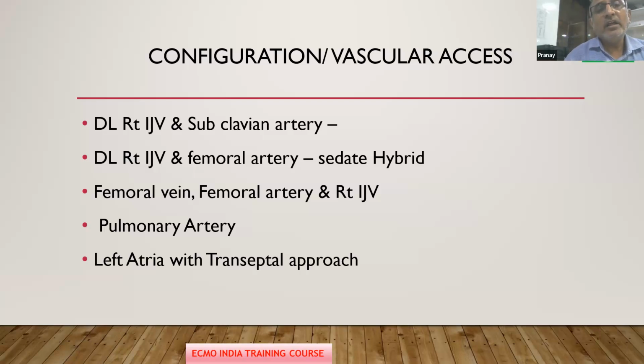Now, subclavian artery cannulation is usually preferred with double lumen, in case the patient is awaiting a transplant, and mobilizing the patient becomes easier. Or you can have femoral vein, femoral artery, and IJV as a combination. You can have pulmonary artery cannulation, or you can have a left atrium with a transseptal approach. These are the different vascular accesses you can use for a VAV ECMO.